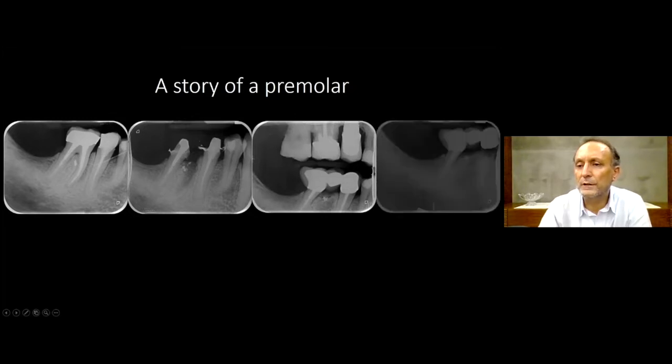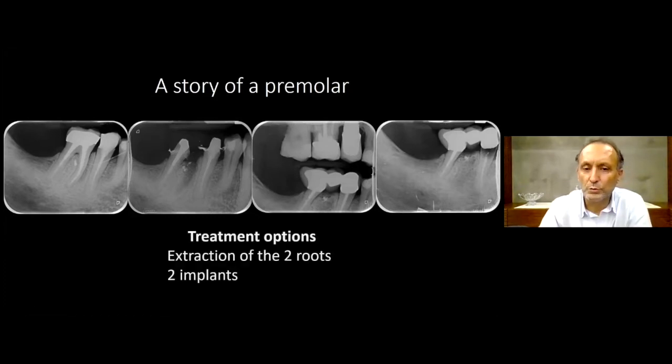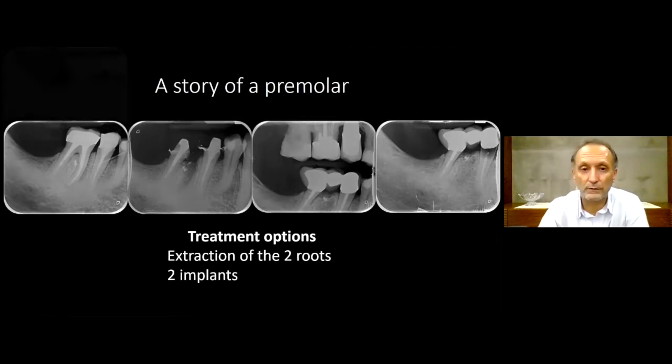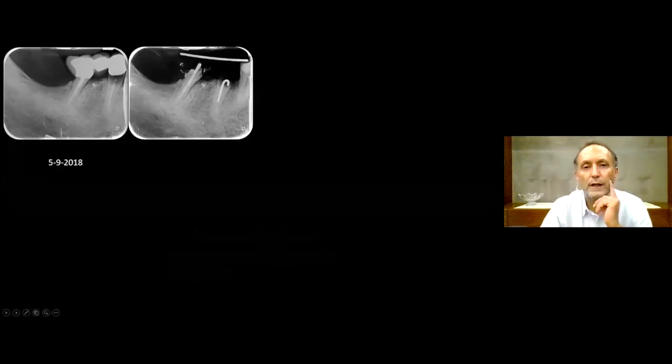After 9 years, we experienced decay of the premolar. Again, what can we do? Extract the 2 roots and place 2 implants. That was refused by the patient and his wife, who is a dentist. So what to do? I started doing the eruption. Can you evaluate the amount of eruption that we were looking for?